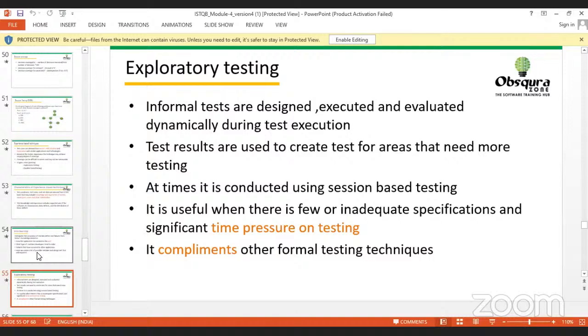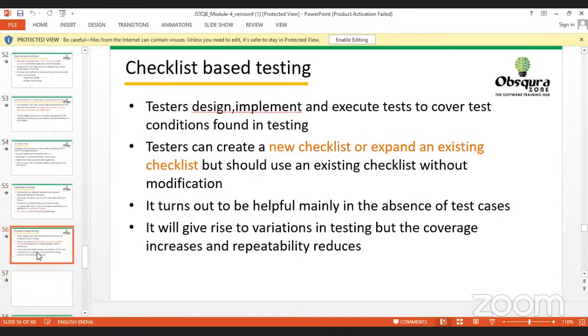So within that test session, you do this exploratory testing. We do this type of exploratory testing when there is time pressure on the testing activities, or when there is more time pressure. It complements the other formal testing techniques.